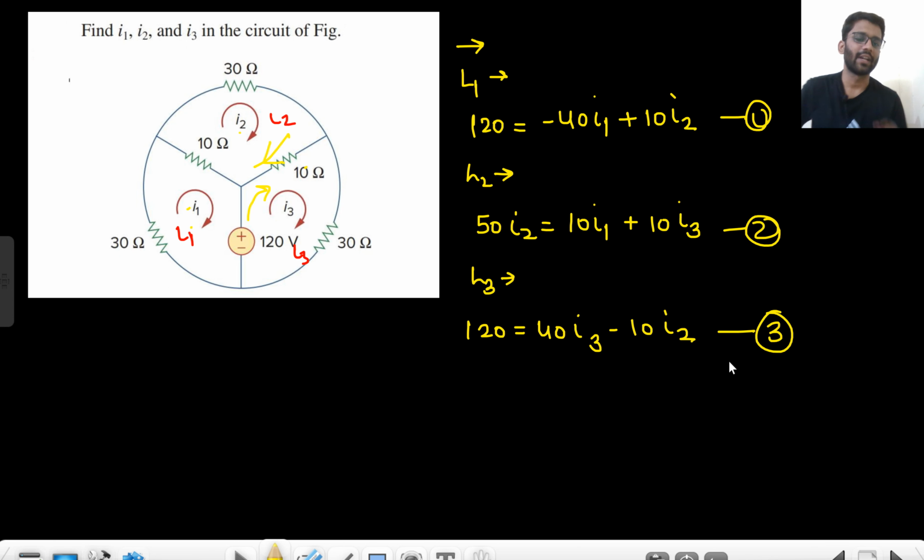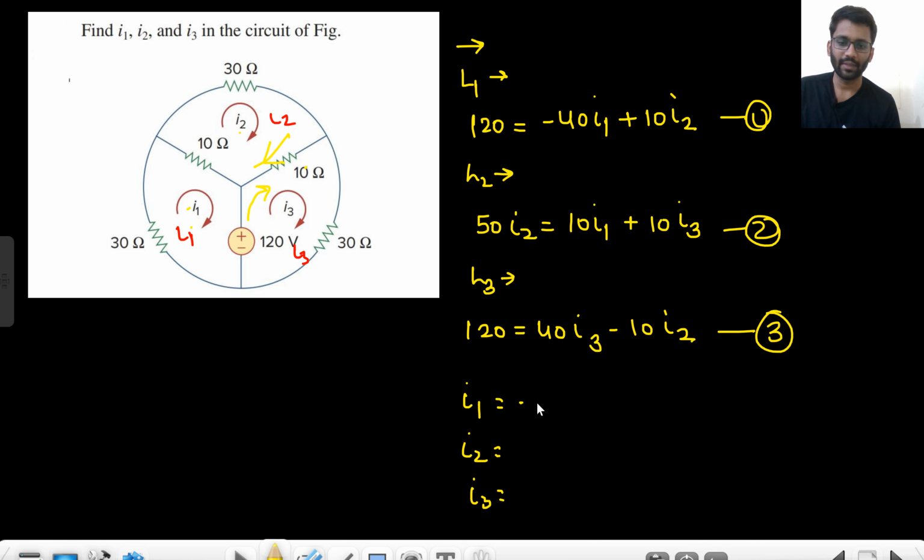Did you understand how I wrote it? First, write it down in the same way that you used to write. Then try thinking about it in this manner. You will slowly understand. 50 I2 plus, in the opposite direction, 10 I1, 10 I3. So 50 I2 equals 10 I1 plus 10 I3. In loop 3, 120 volt, I3 is in the same direction, so 40 I3, and I2 is in the opposite direction, so minus 10 I2. By this you write down the equations and you will get the values of I1, I2 and I3.